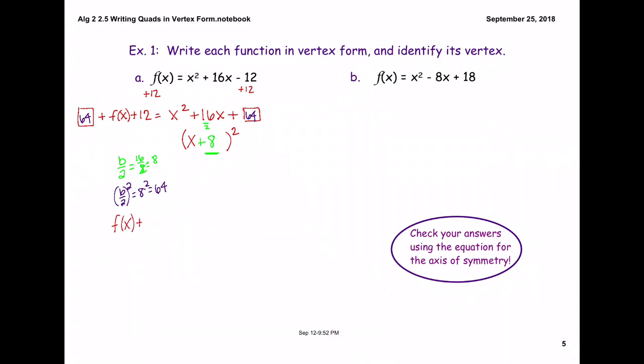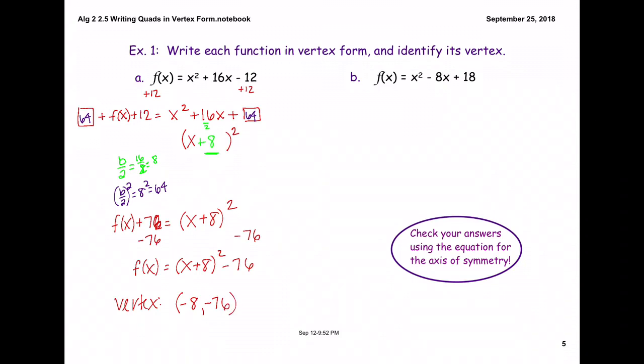So f of x plus 72 is equal to x plus 8 squared. Then, 76. And when we move our 76 by subtracting it, we get f of x is equal to x plus 8 squared minus 76. We then know our vertex in vertex form is the opposite of positive 8, so our x coordinate is negative 8 and our y is negative 76.